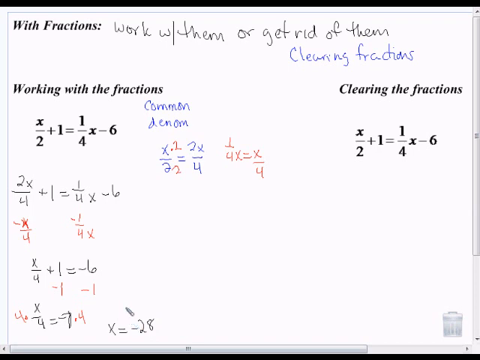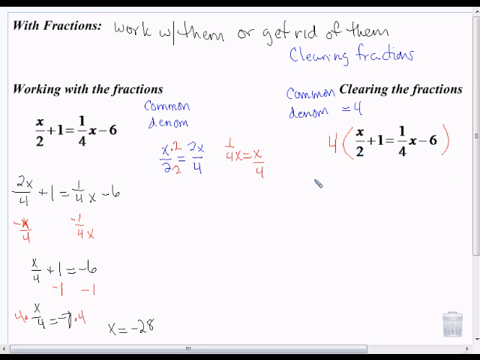Or you can just say, you know what, I hate fractions. I don't want to deal with them. I'm going to clear them. We still need to know the common denominator. Which is 4. Now what I'm going to do to clear the fractions is I'm going to multiply the entire equation by the common denominator. Which means I'm multiplying every single thing by 4.